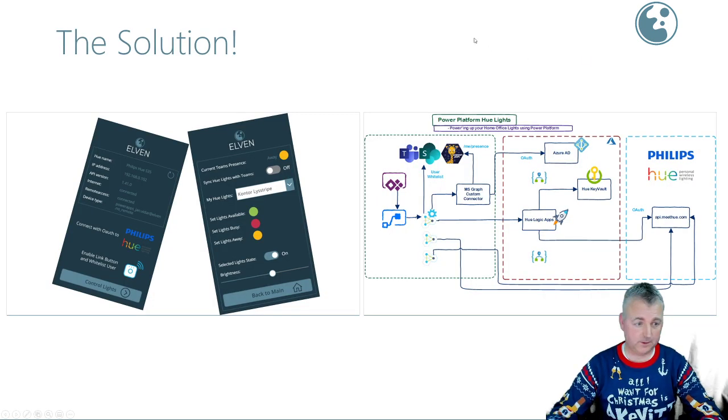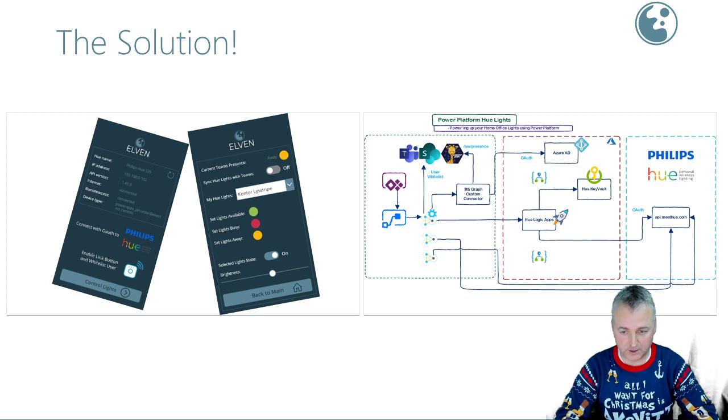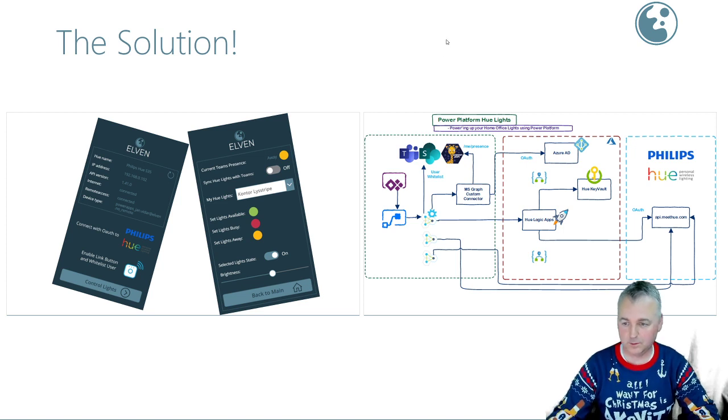That's what I built. The solution was a Power App with some screens. I had a screen for just showing the connection and confirming that I did have a connection to the remote API. And I also created a screen for setting the lights manually, but also being able to synchronize with Teams presence. And that's maybe my end goal with the whole project.